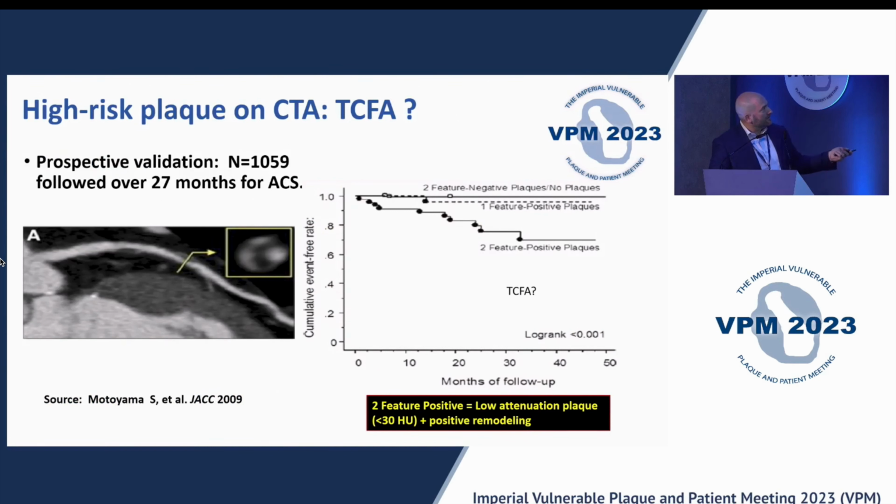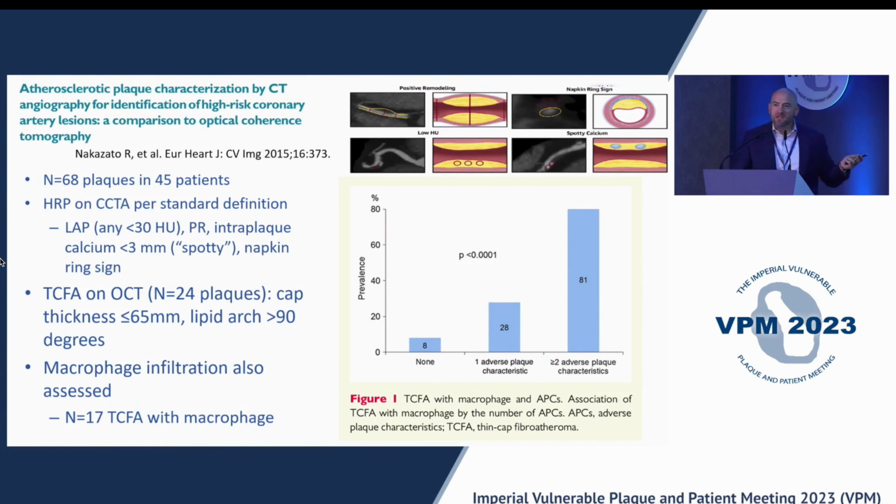So how well do these high-risk plaque features do in identifying thin cap fibroatheromas? Well, Dr. Narula had taught us for the first time that even in patients who did not have obstructive coronary disease, these 2 feature plaques were remarkably predictive of patients who have events. Are these thin cap fibroatheromas? Well, what we've learned is that many of them, in fact, most of them probably are.